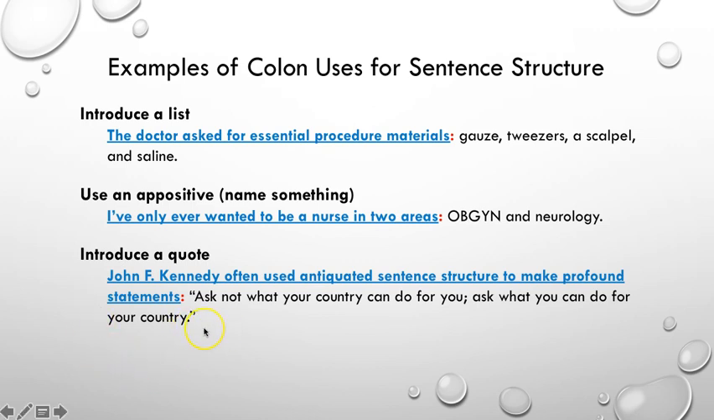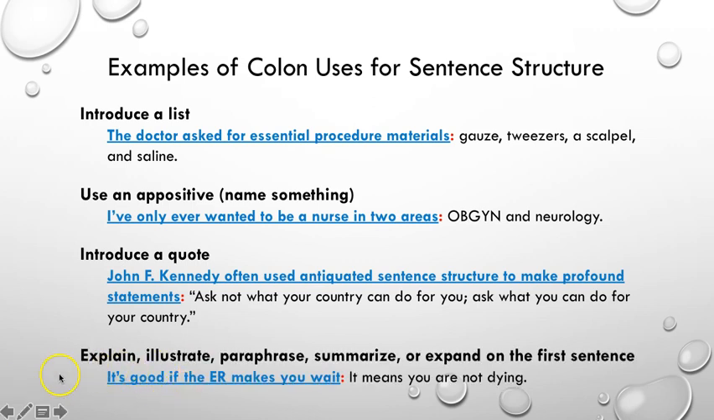And so the quote needs to be like an example of what you were talking about, or show some kind of connection to the previous sentence. It can't be just a random sentence and then a quote that are not related. And then the last option here, you can do this to explain, illustrate, paraphrase, summarize, and or expand on the first sentence. So this is kind of like everything else. So if you want to make a statement and you want to explain it, you can do colon, explain it. If you want to summarize it, you can make a statement, colon, summarize it in different words, etc.